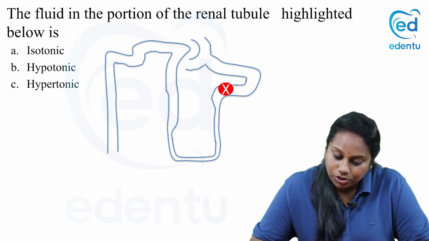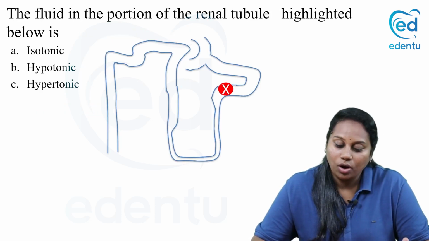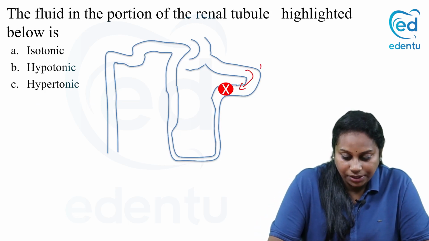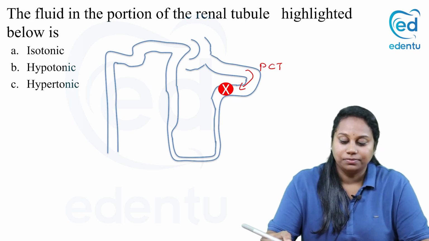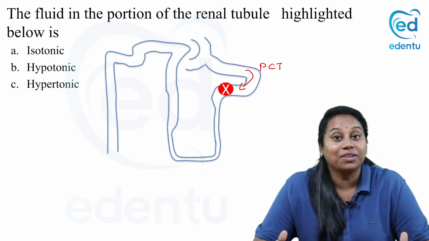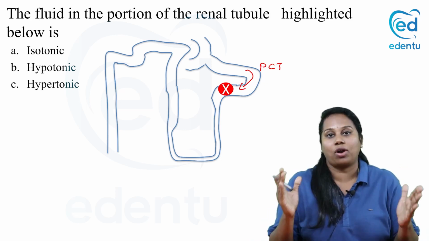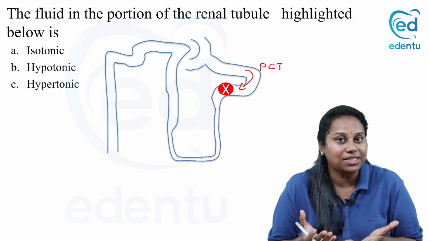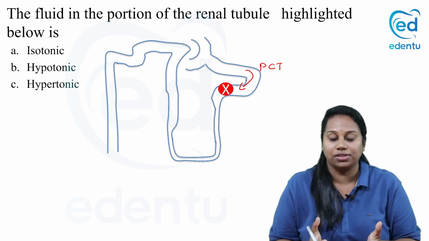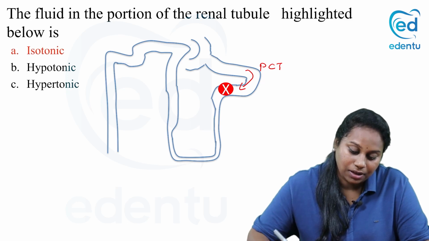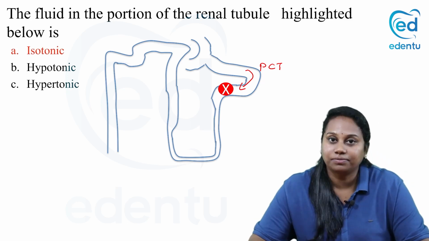Fluid in the portion of the tubule highlighted below. What is that portion? The fluid which leaves the PCT. What is the tonicity of the fluid leaving the PCT? Yes, in PCT, salts and water are proportionately reabsorbed. So will the concentration in the PCT change? No, it will not change. That is why the fluid which leaves the PCT is isotonic.